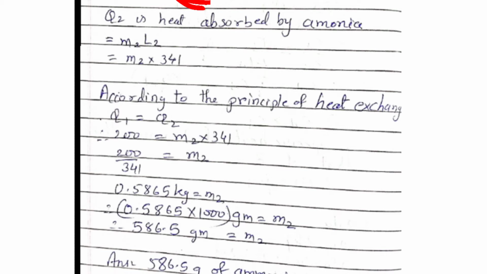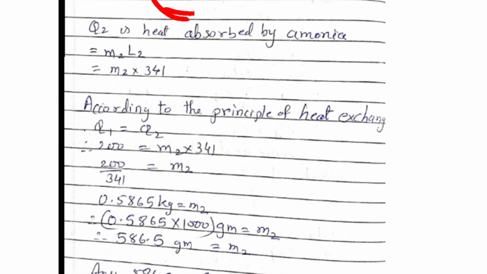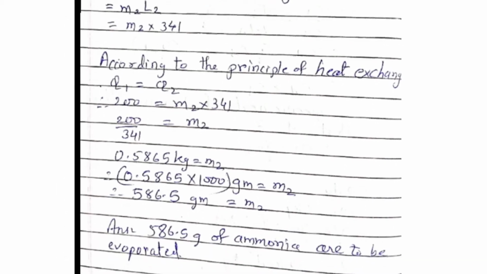Now let us use the principle of heat exchange. Whatever heat is lost by the water will be the same as the heat gained by the ammonia. So what was the answer? The answer was 200, right? So 200 will be M2 multiplied by 341. Now take this 341 to the other side, from right to left, so it will come in the denominator. So we have 200 divided by 341.